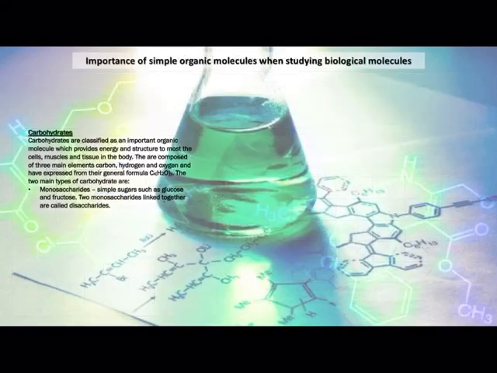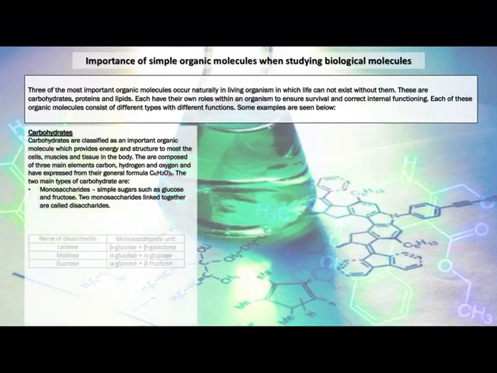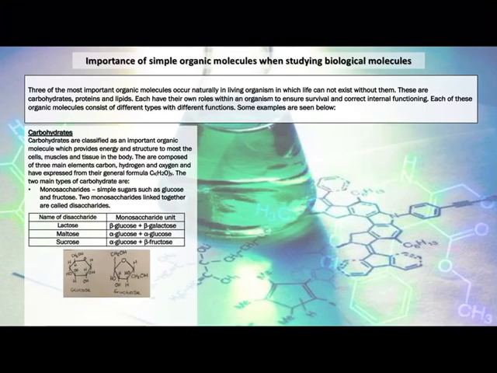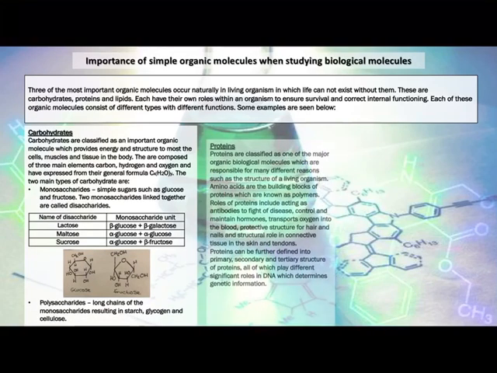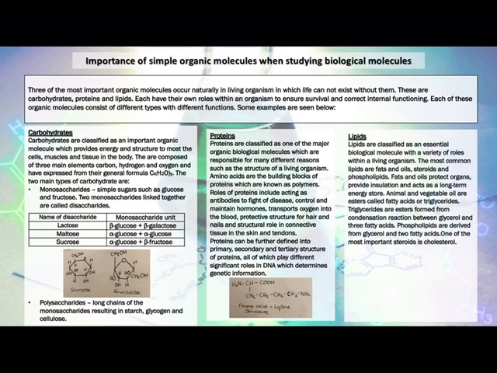Now, the importance of simple organic molecules when studying biological molecules is our next slide. So there's three most important organic molecules that occur naturally in living organisms. Now, life can't actually occur without these. The main three are carbohydrates, proteins, and lipids. They each have their own roles within an organism to ensure survival and correct internal functioning. Each of these organic molecules consist of different types with different functions.